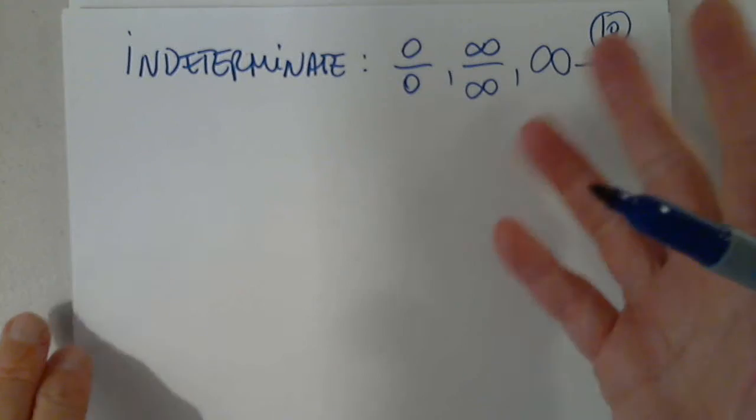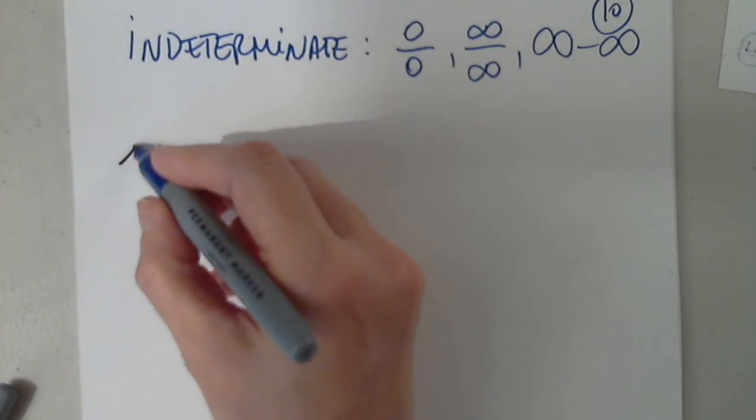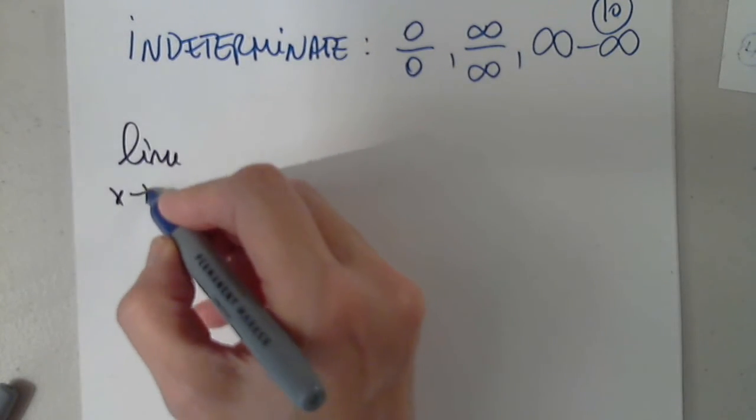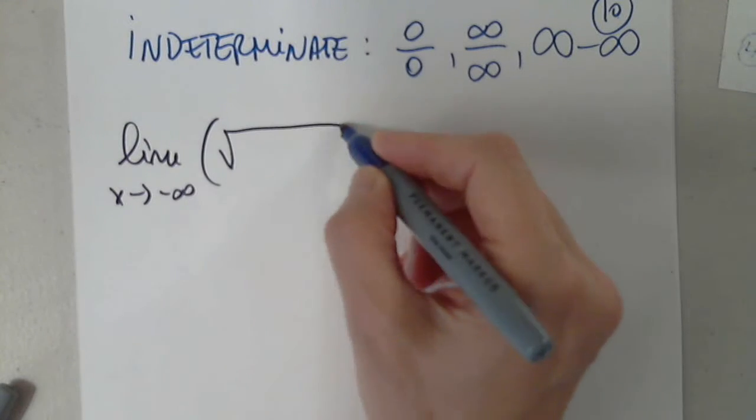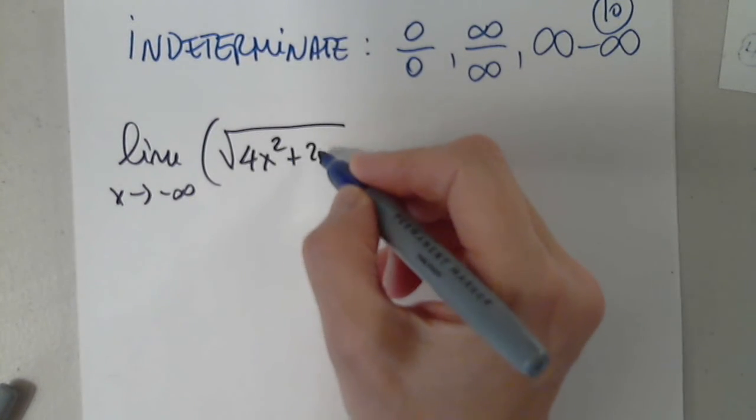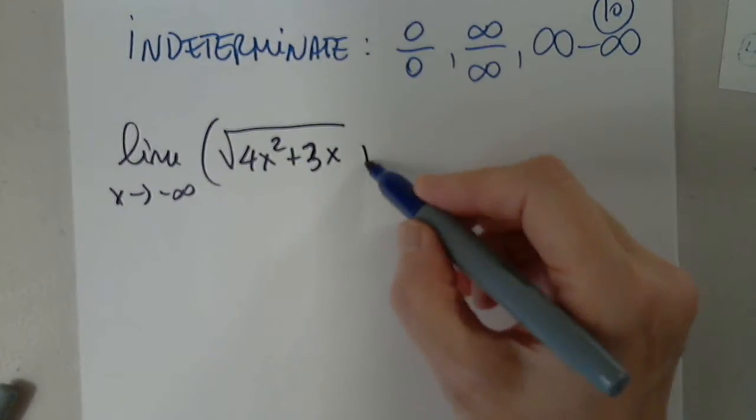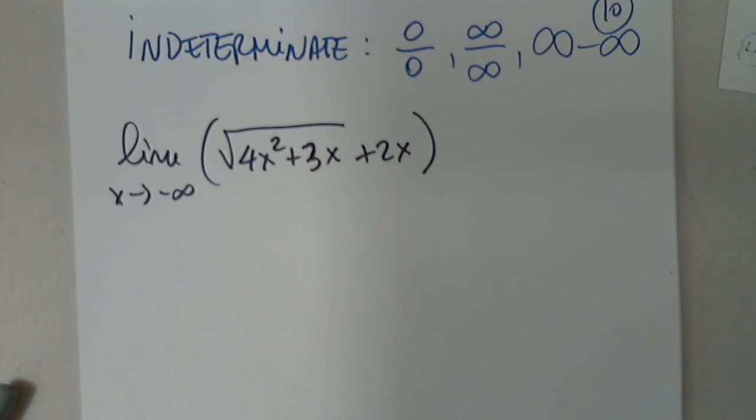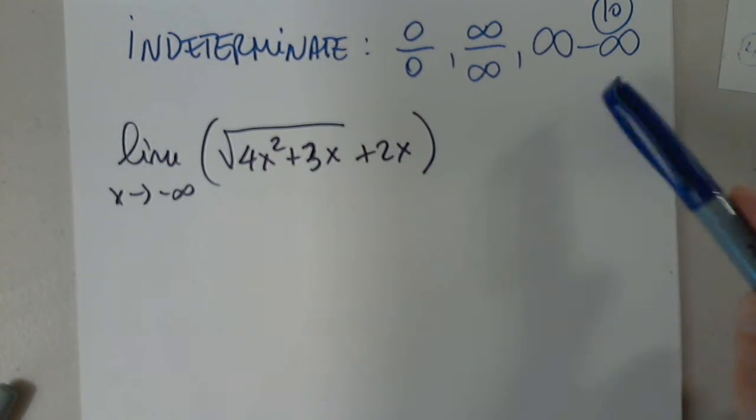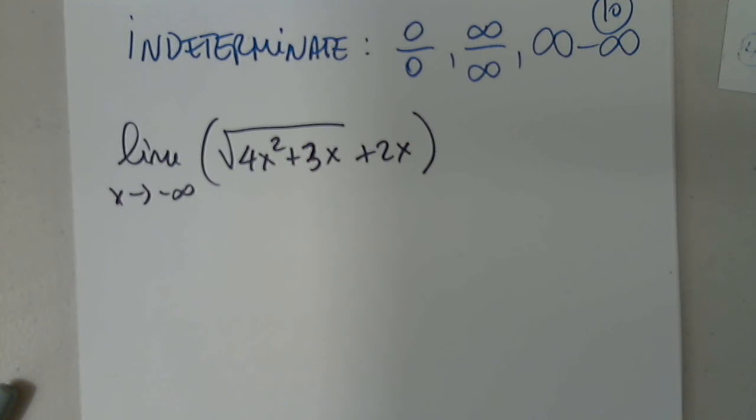Okay, so I'm going to copy because I'm moving on to the next page. So I'm going to copy again. Limit as x approaches negative infinity of the square root of 4x squared plus 3x plus 2x. We know it's another indeterminate case, number 3 for us so far. And what do we do with it? Any suggestion? Question. Yes, please.